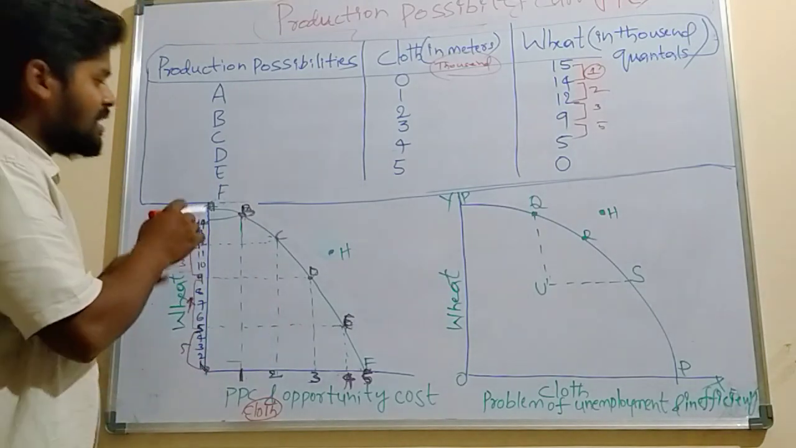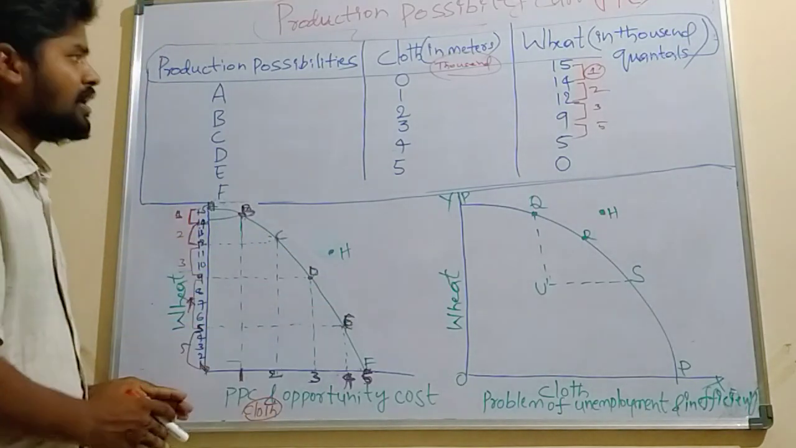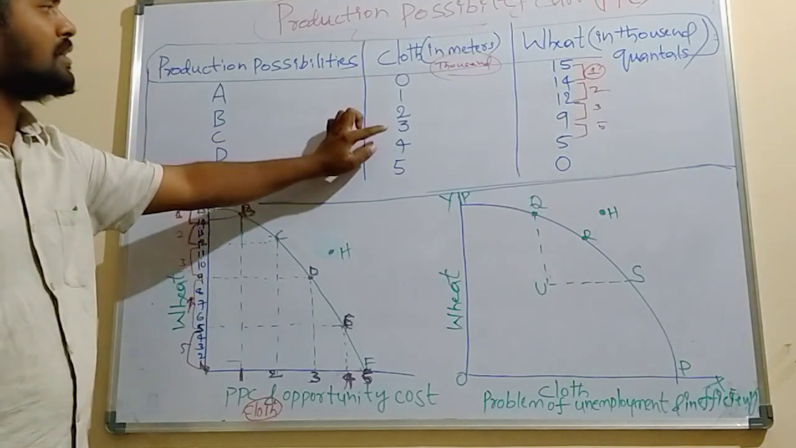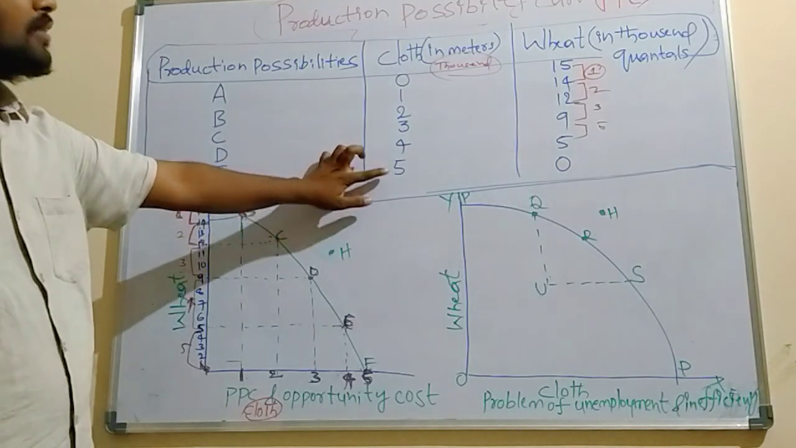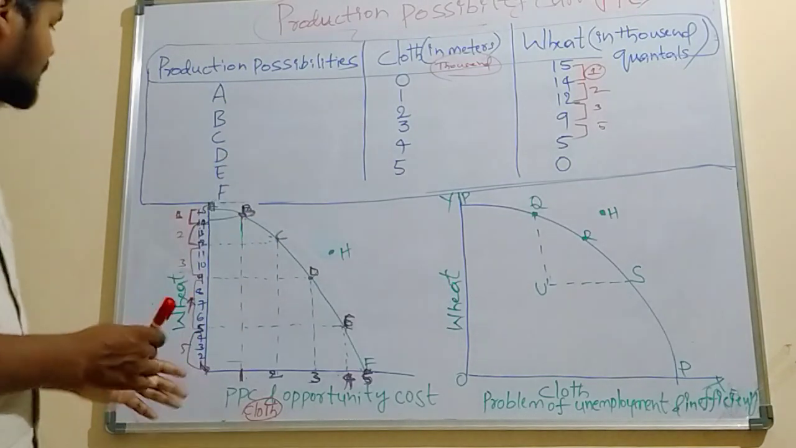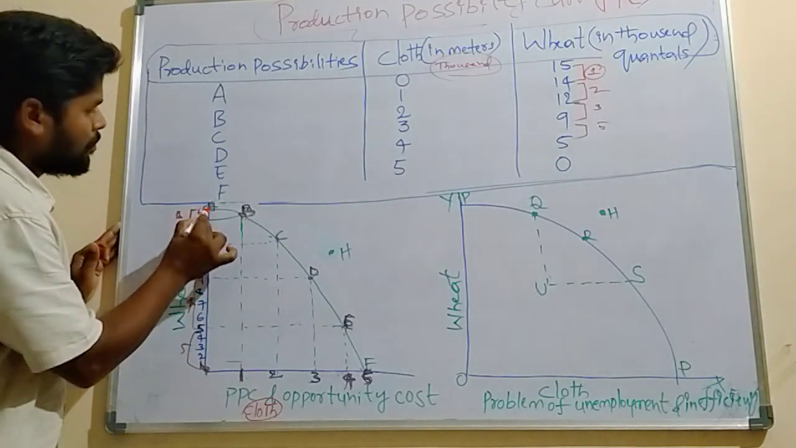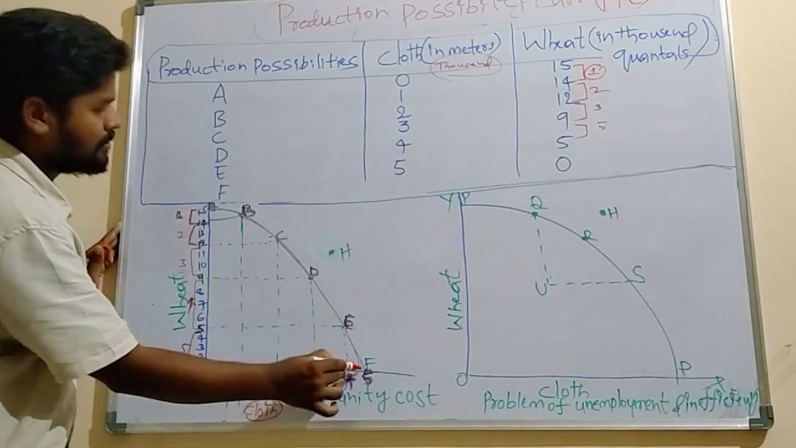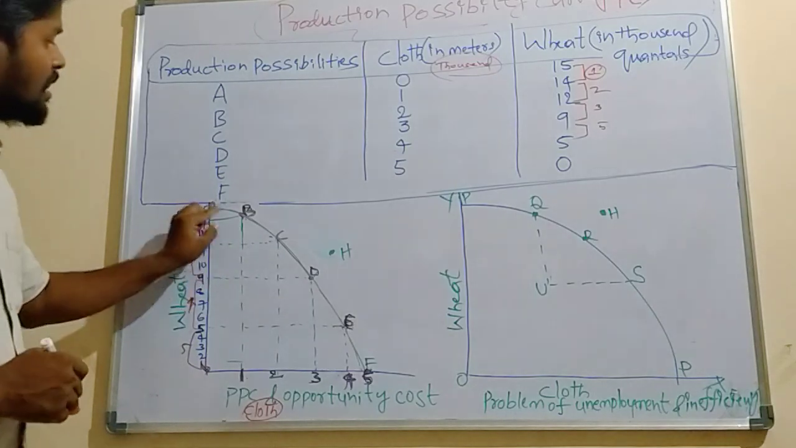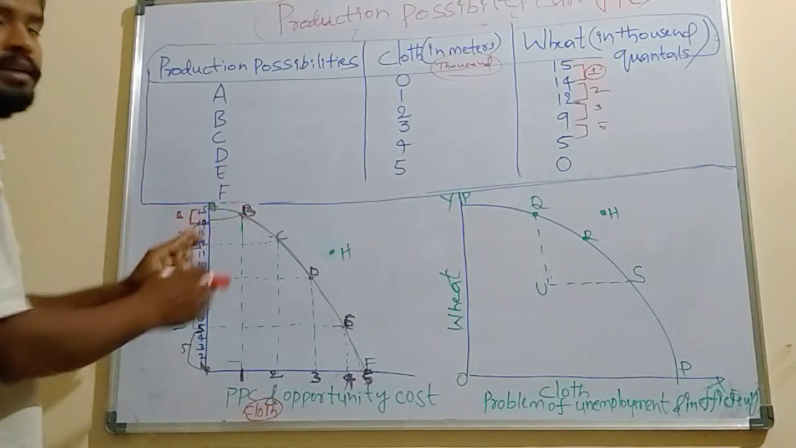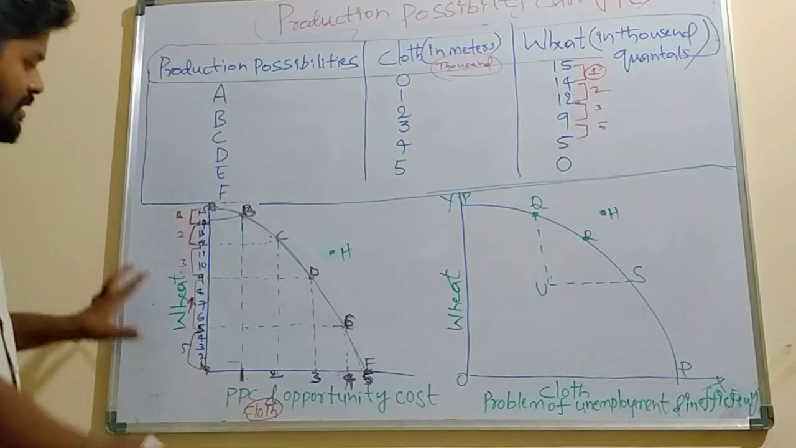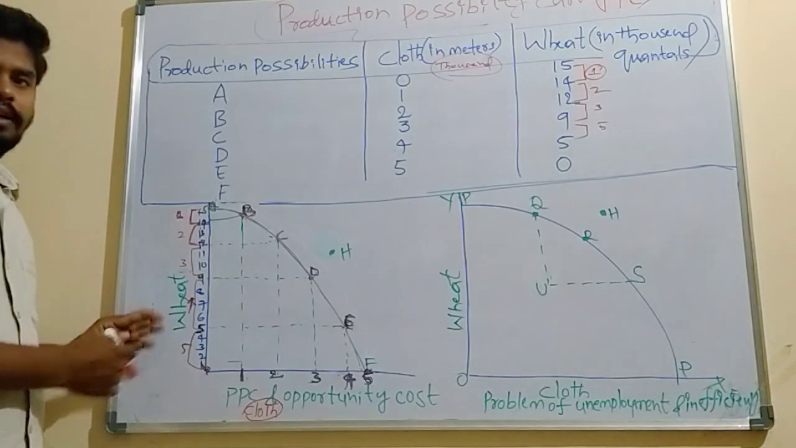Okay, the increment in the opportunity cost. See here, opportunity cost, 1,000 meters, 2,000 meters, 3,000 meters, 4,000 meters, or 5,000. So it is increasing. The opportunity cost is increasing. That is why the production possibility curve is called concave. The increase in the opportunity cost leads to the concave shape of the production possibility curve. Okay, so that is what this diagram is used to show.